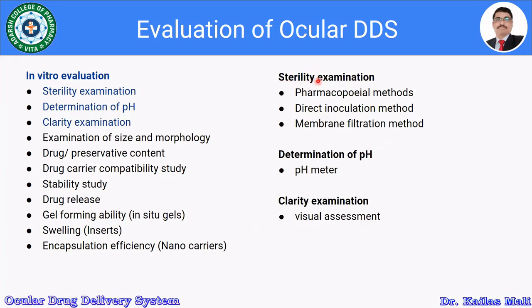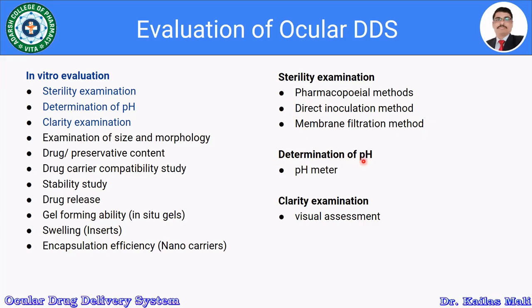For the sterility testing of pharmaceutical products, generally the pharmacopoeia prescribes the methods, and these methods are widely used for the sterility examination of the ophthalmic products. There are two methods. Very first one is the direct inoculation method, and the second one is the membrane filtration method. So these two methods are widely used to study the sterility of the finished product.